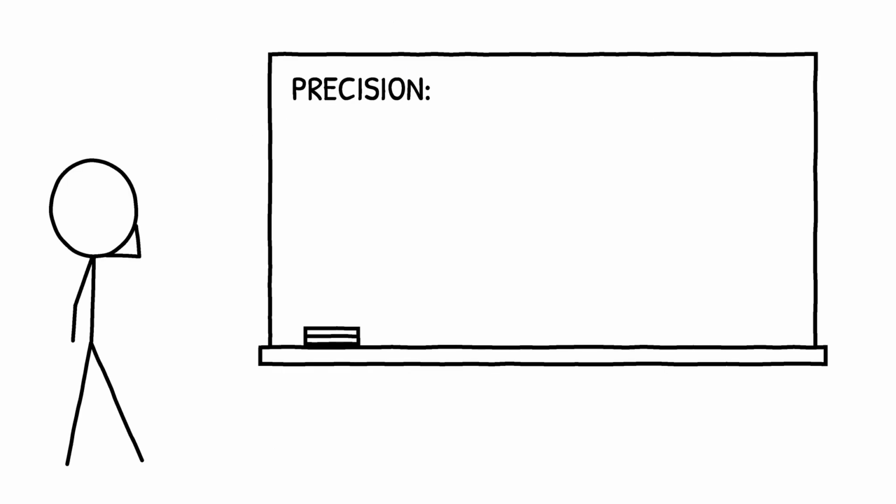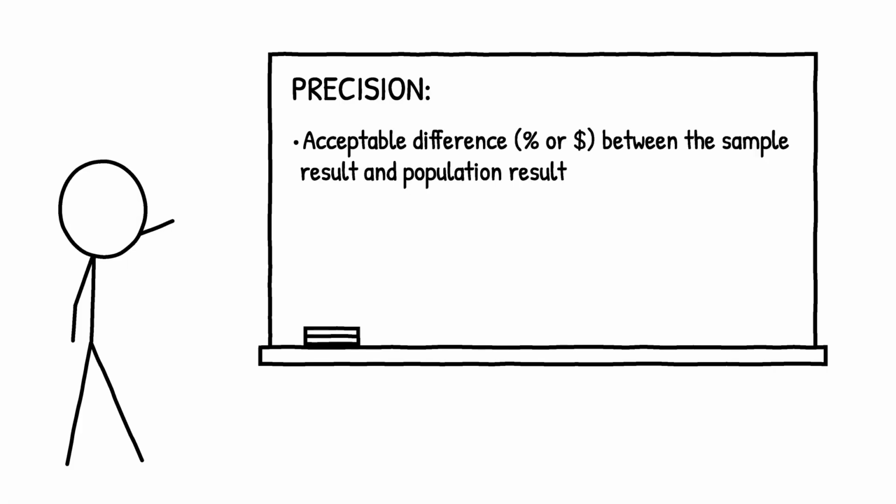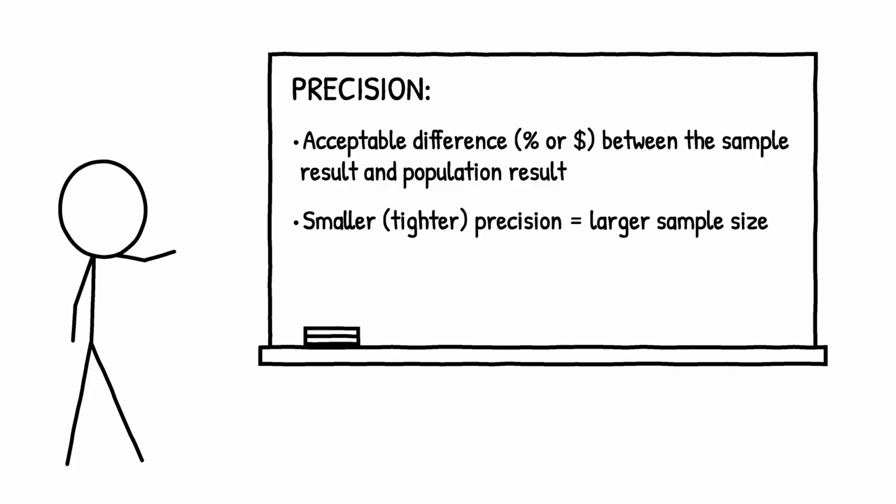Statistical sampling concepts can get quite confusing, but don't worry, you're not expected to be an expert for the CISA exam. But you do need to understand that precision is the acceptable range difference between the sample result and the actual population result, and that the smaller or tighter the precision range, the larger the sample size required. We will be going over more statistical sampling concepts in the next few videos.